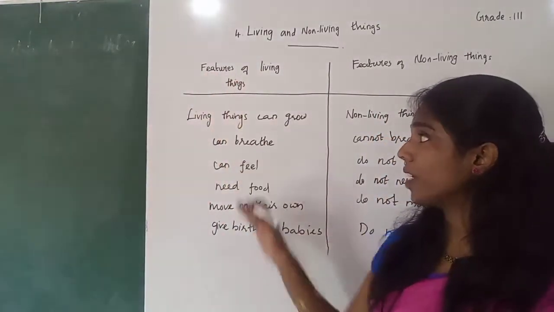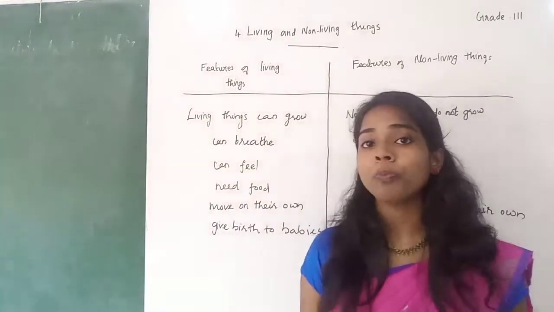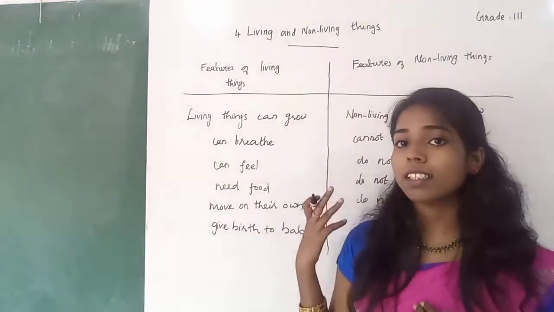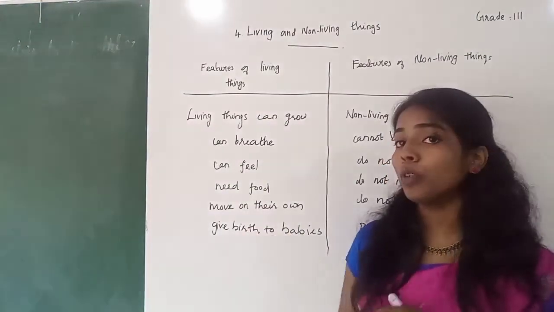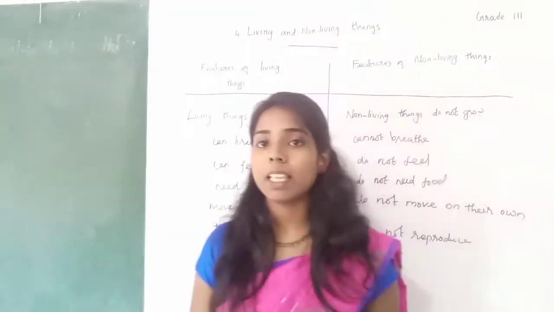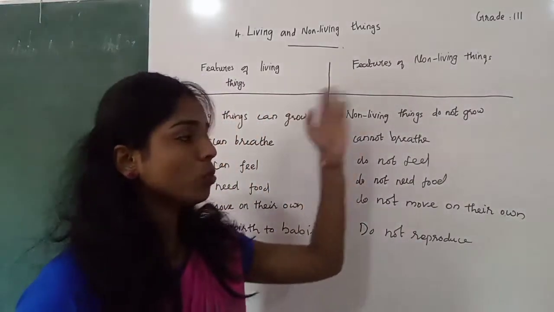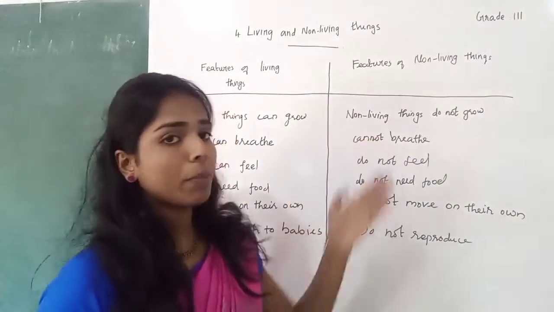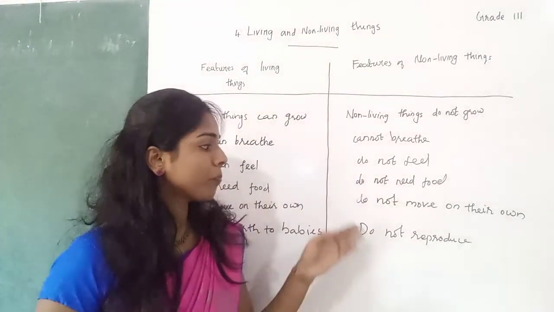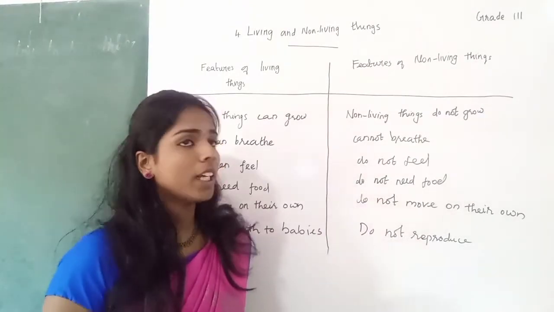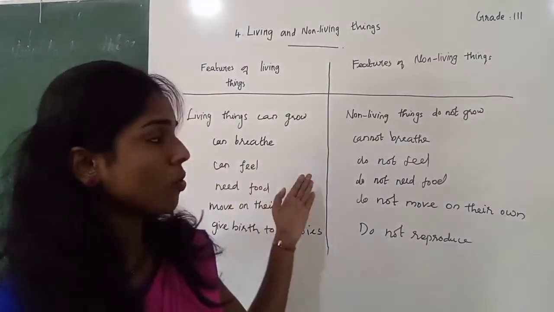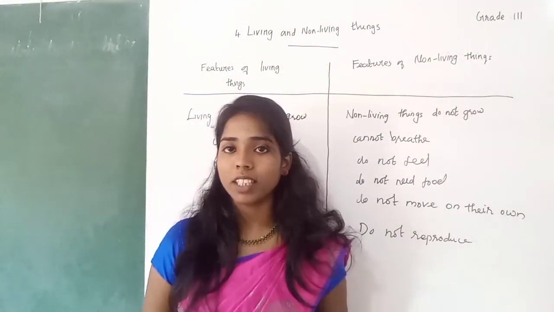So the features of living things are, living things can grow, living things can breathe, living things can feel, living things need food, living things can move on their own, living things give birth to babies. But non-living things, they do not grow, they cannot breathe, they do not feel and they do not need food, they do not move on their own and they do not reproduce. Okay, this is the difference between features of living and non-living things.